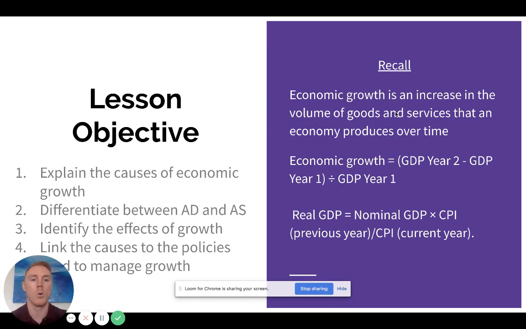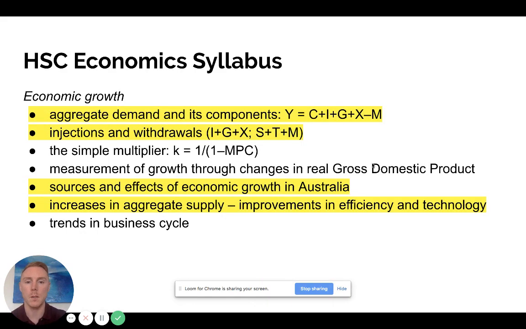We also need to recall what our definition of economic growth is, and we need to really remember these two formulas because they like to ask questions using those. So from the syllabus, these are the parts that we're referring to.